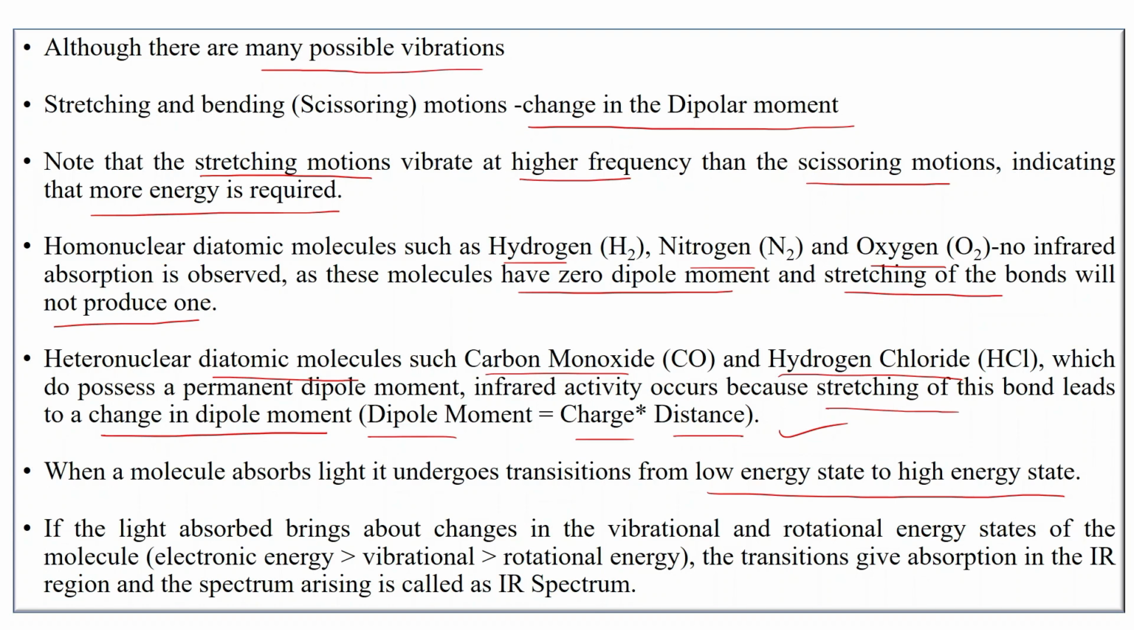In case of infrared spectroscopy, there occurs transition in the vibrational energy levels as well as the rotational energy levels, as already mentioned. If the light absorbed brings about changes in the vibrational and rotational energy states of the molecule, then the transition gives absorption in the IR region. That is, IR radiations have sufficient energy to bring about rotational and vibrational transitions in the molecule. The spectrum we are obtaining is called the IR spectrum.